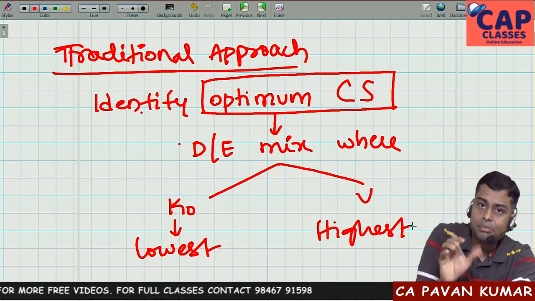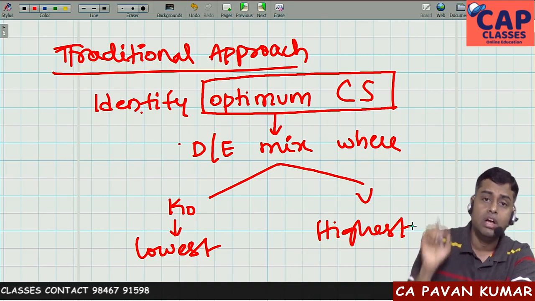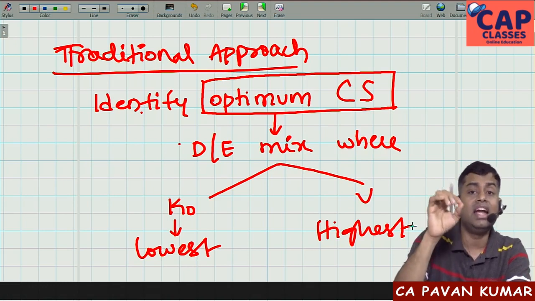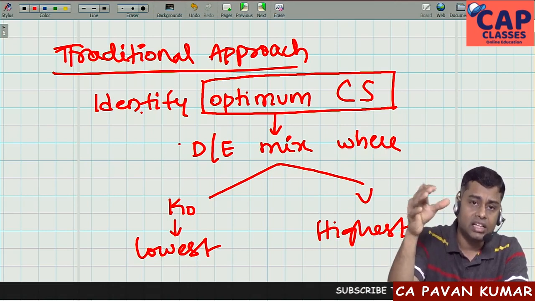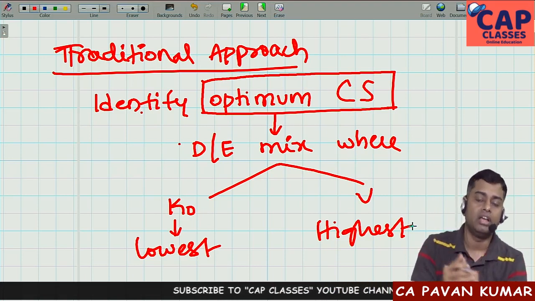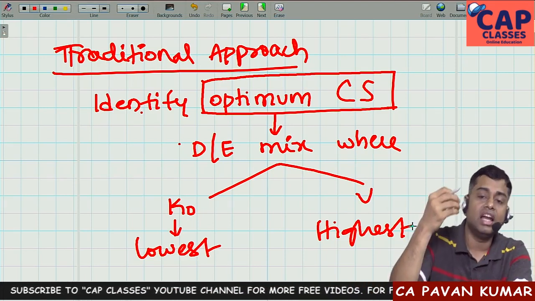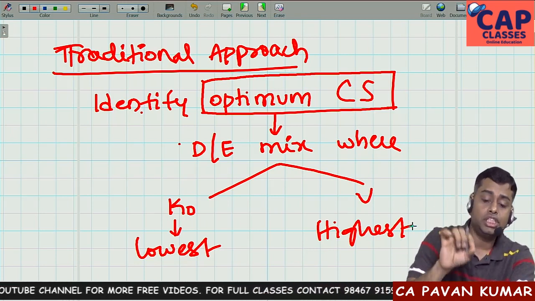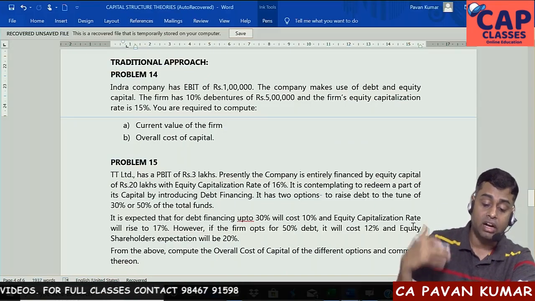So it follows the steps we have discussed in net income approach. Those 5 steps are there. You remember step 1, step 2, step 3, step 4, step 5. What is the first thing we calculate? First, we calculate net income, that means earnings available to equity shareholders. So NI is equal to EBIT minus interest. Second step, net income divided by equity capitalization rate will give you value of equity. Step 3, calculate value of debt. Step 4, calculate total value of the firm. Step 5, calculate KO as EBIT by value of the firm into 100. We follow the same procedure for traditional approach also. So if we solve some questions on traditional approach, it makes our understanding better.